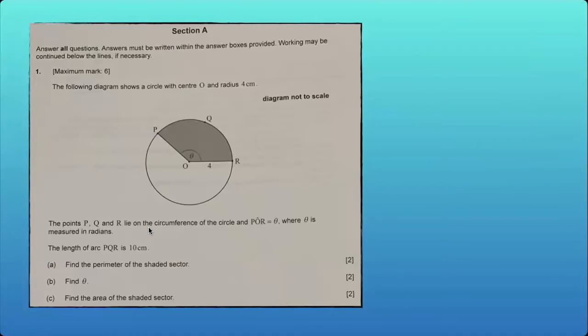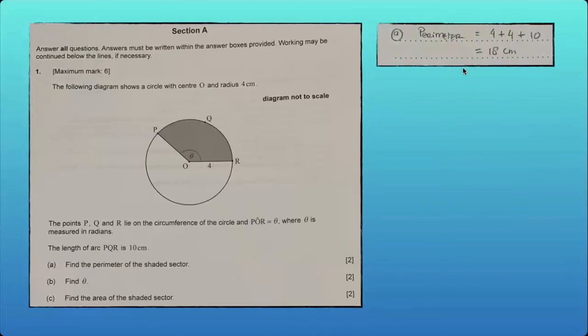Let's do part A first. Find the perimeter of the shaded sector. So this section here, this is the sector. So the perimeter is equal to, obviously, 4 plus 10, this is given, plus 4. So the answer is 18.